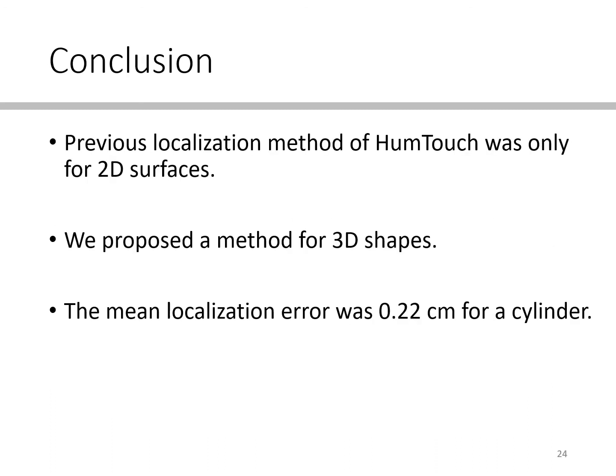I conclude my talk. Previous localization methods of HumTouch was only for 2D surfaces. We proposed a method for 3D shapes. The mean localization error was 0.22 cm for a cylinder.